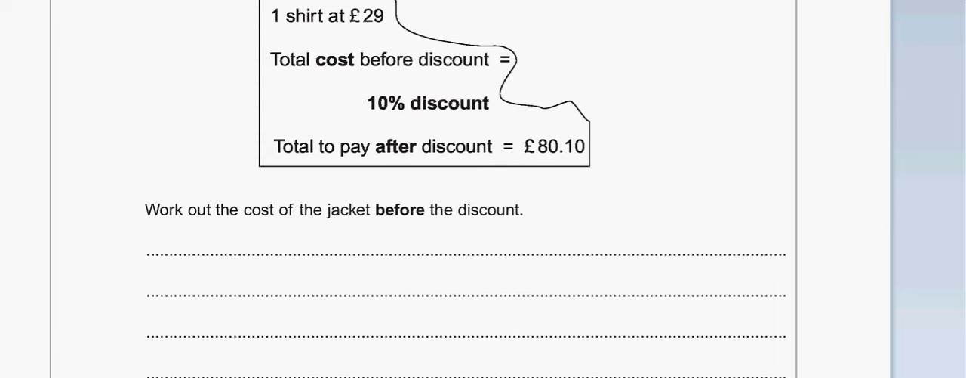So if there's been a 10% discount, I know that £80 and 10p equals 90%. Yeah, that's 90% of the original cost. So I need to know what 100% is.